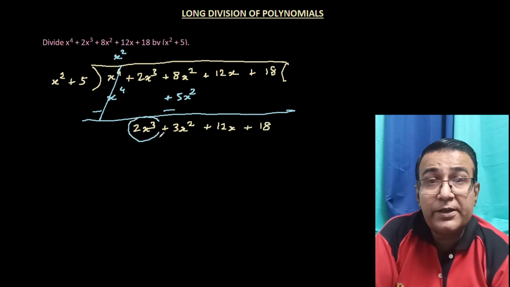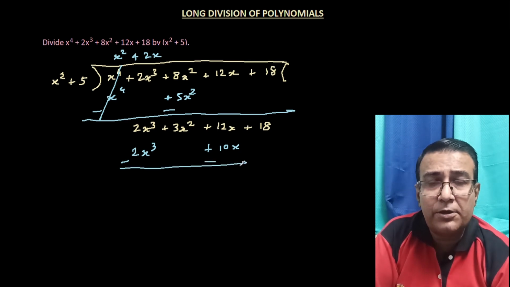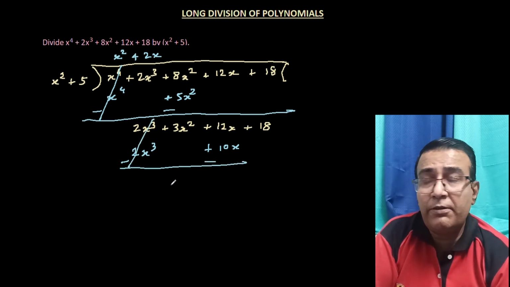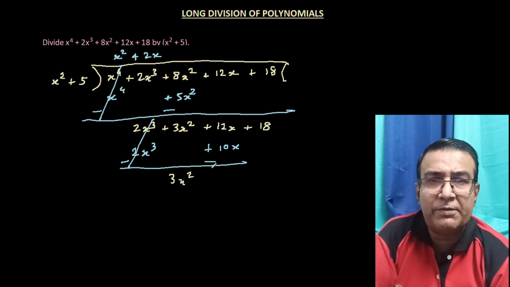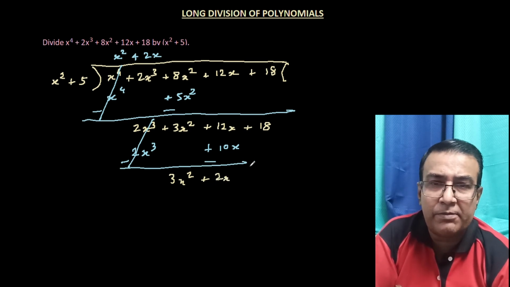Again the first term of the new dividend is 2x cubed. We divide that by x squared to get 2x as the quotient, and we write that in the quotient. We multiply this quotient by the complete divisor, so 2x times x squared gives us 2x cubed, and 2x times 5 gives us 10x. Again this 10x has to be written below the x term. Then we subtract as usual, the 2x cubes get cancelled out. We bring down the rest of the polynomial: 3x squared comes down as it is, 12x minus 10x gives us plus 2x, and the plus 18 comes down as it is.